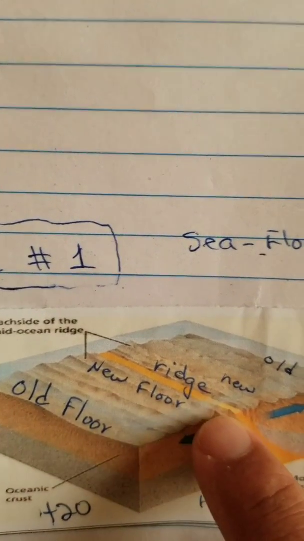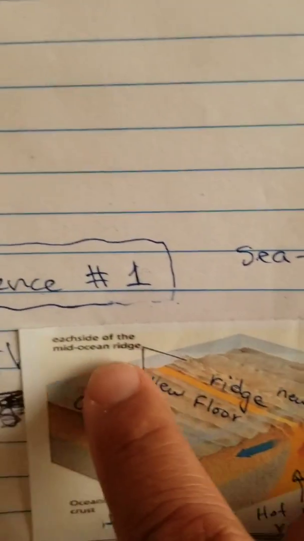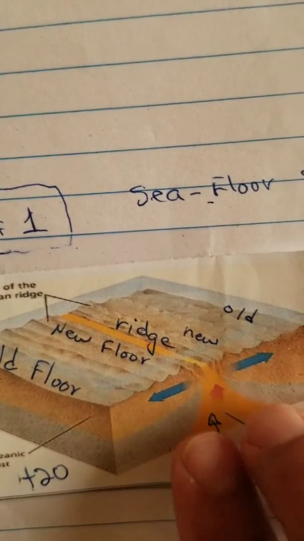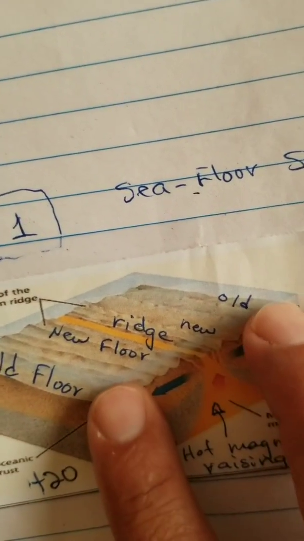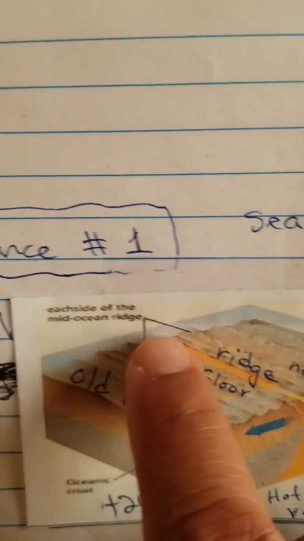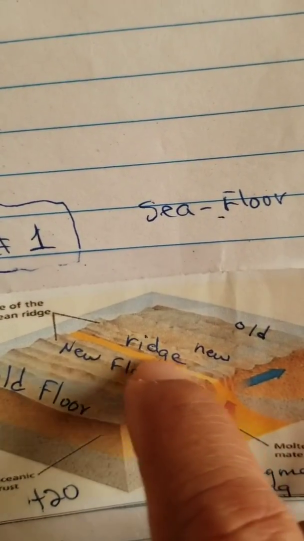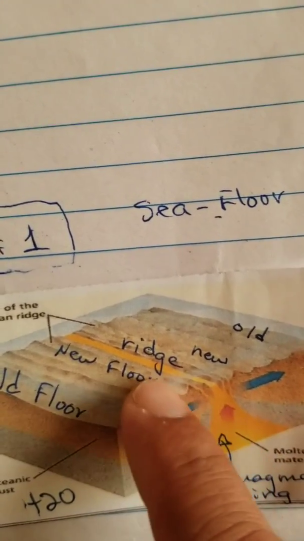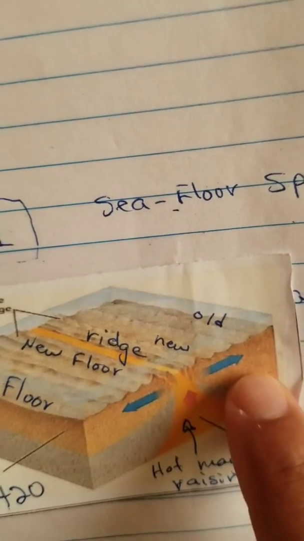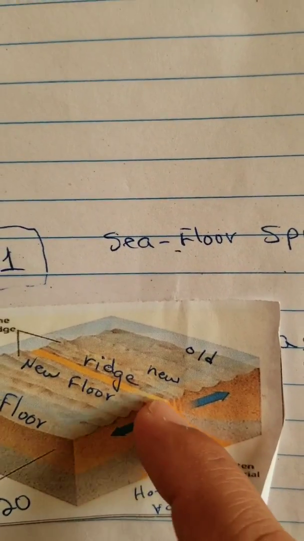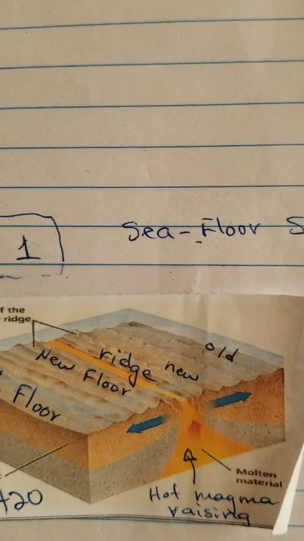As it spreads apart, it creates this. This is what we call the mid-ocean ridge. It's right there, the mid-ocean ridge, right? So as those plates spread apart, magma comes out, and then it cools down because this is the ocean. You can see the ocean over here, and as the magma cools down, it creates new floor. So remember, these plates are moving away from each other. You can see the arrows. And as they move, the new floor is created as the magma that is coming out cools down.